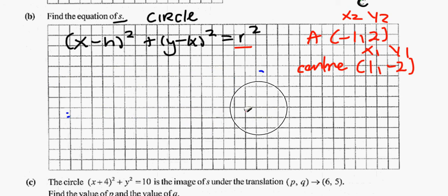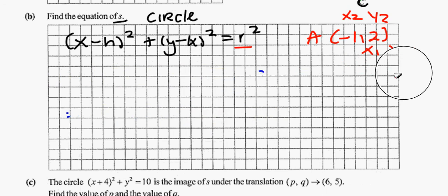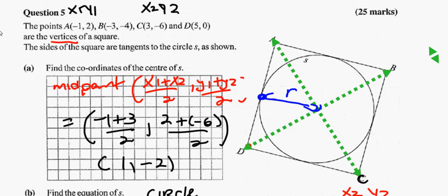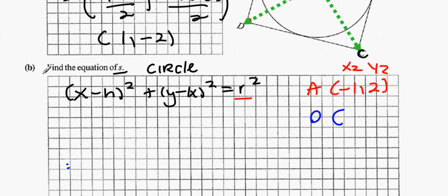So we're going to find out what the midpoint of AD is, starting off. Okay, so the midpoint of AD. A is minus 1, 2, and D is 5, 0. So we're just going to get the midpoint of these ones.